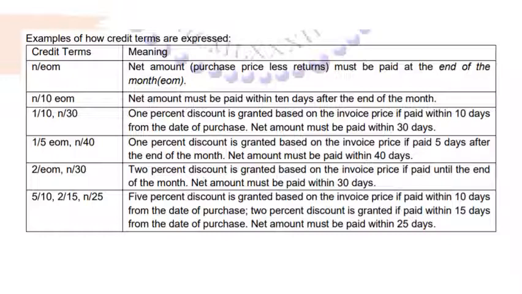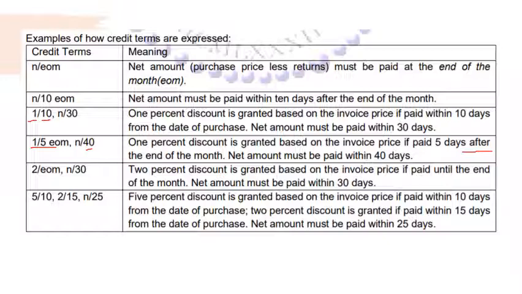So the numerator here is our cash discount rate, and this is the discount period. Then you have the second one, 1 over 5 EOM and 40. Now this time, there's a 1% discount granted based on the invoice price if paid within 5 days after the end of the month.